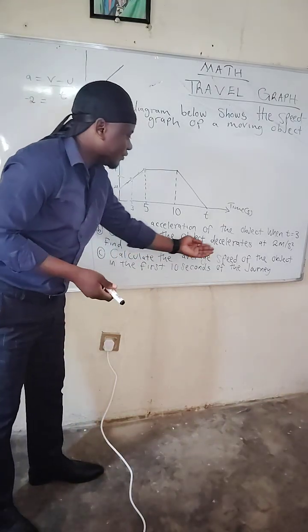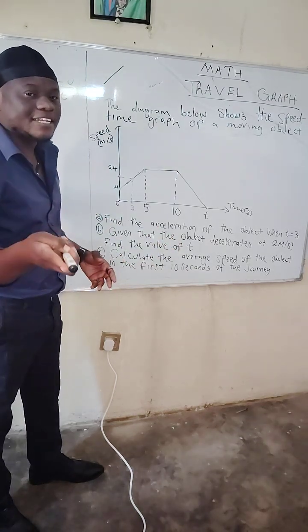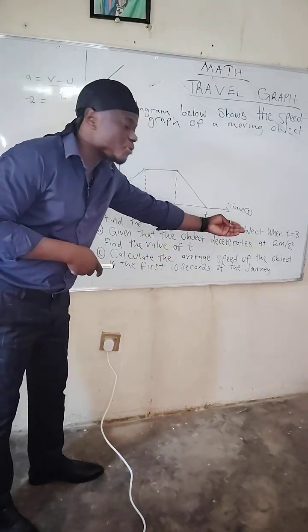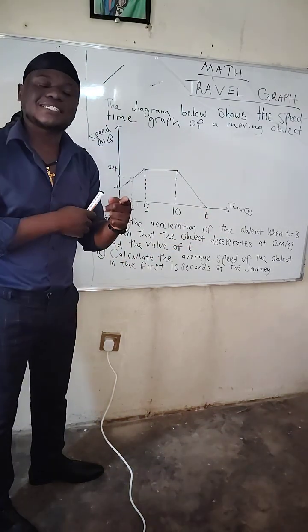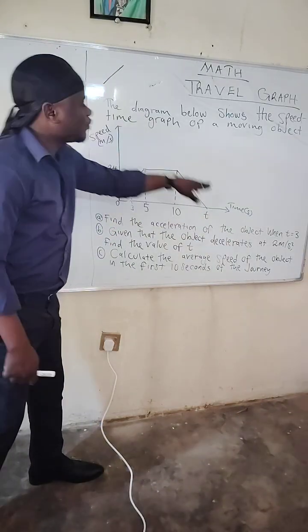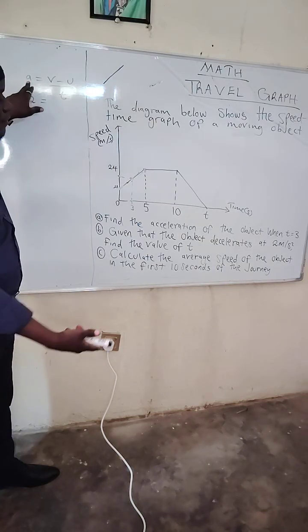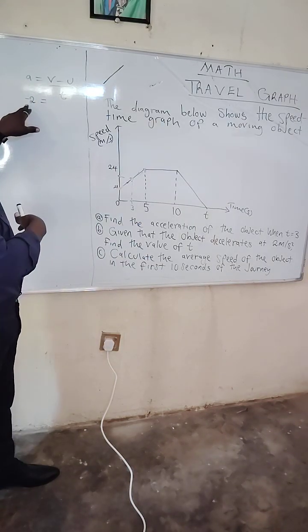I'll say it again. Every time you calculate deceleration using the formula for acceleration, you have a negative. Since deceleration is positive, when you put it where there is acceleration, which is supposed to be positive, it will be negative.